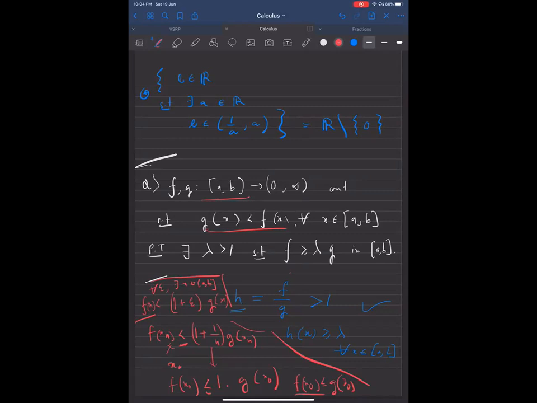What I did basically is construct a sequence for which this inequality is not holding, and then from that sequence find a point in this interval where this is not holding. That is what I basically did.